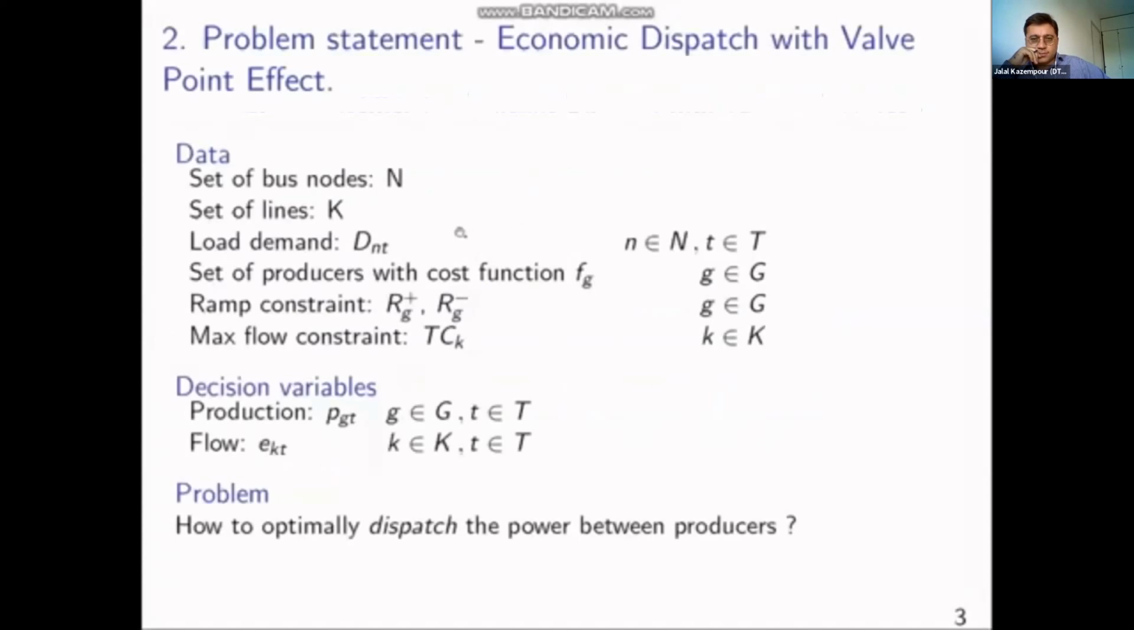So what are the data? We have a set of bus nodes and a set of lines, capital K. We have some load demands at each node and for each time t, with capital T time. We have a set of producers, capital G, with cost function f_g, some ramp constraint data, and some max flow constraints. And our decision variables are the production p_gt of generator g at time t and the flow e_kt in line k at time t. And in natural language, the problem is how to optimally dispatch the power between the producers.